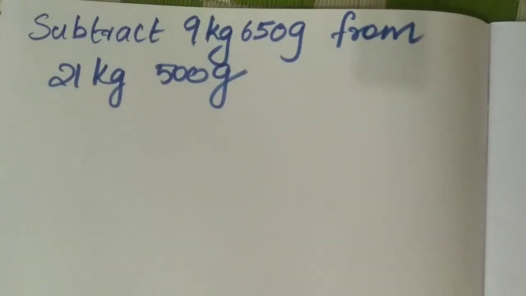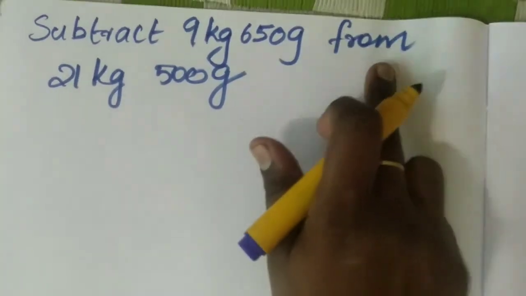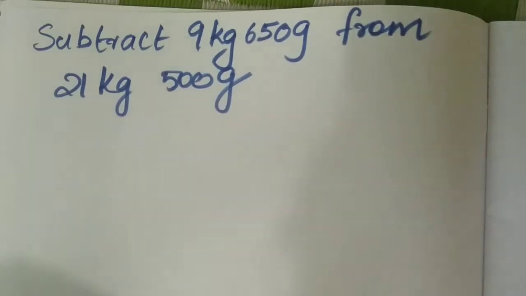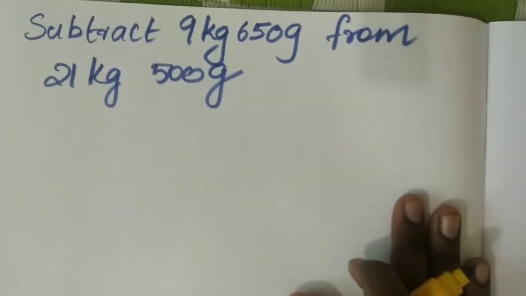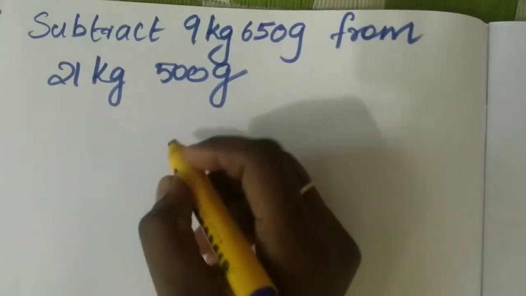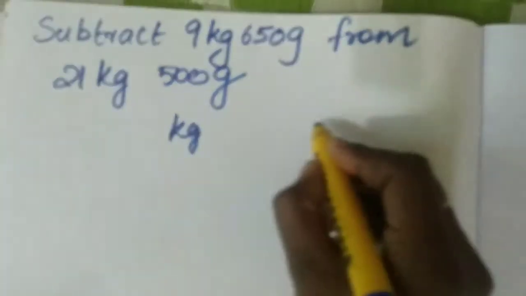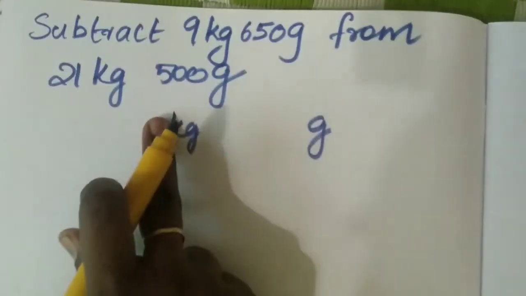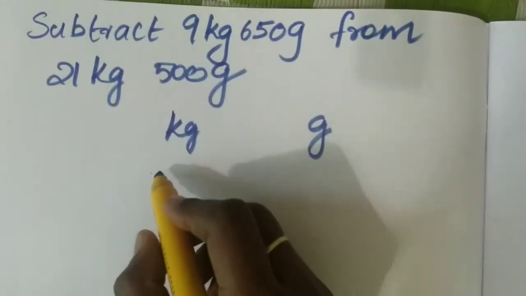So the next question is subtraction, subtraction of metric measures. The question is subtract 9 kg 650 gram from 21 kg 500 gram. So subtraction we already know. The number that comes after the "from" we want to write first. So as usual write kg and gram. Am I right?